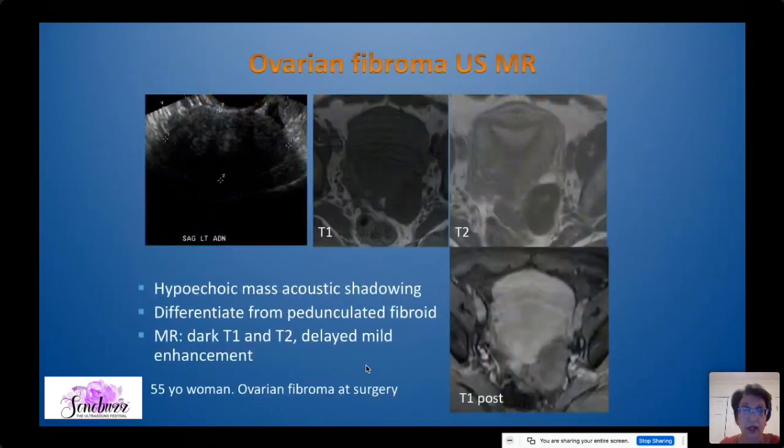So this is another example of an ovarian fibroma. A hypoechoic mass with acoustic shadowing, dark on T1, dark on T2, and they can have some delayed mild enhancement post-contrast. And again, the surgery confirmed that this was an ovarian fibroma.